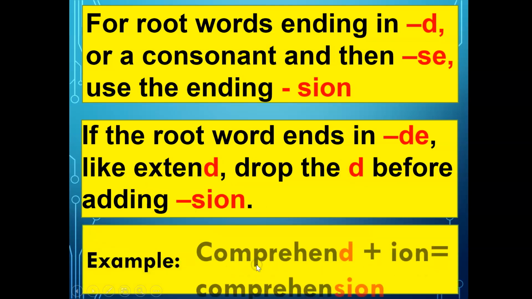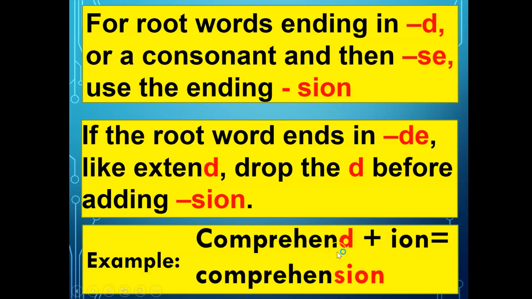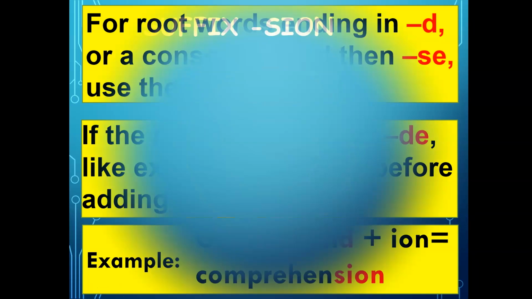For example, you can see here comprehend. Here it is ending with D. So what we have done here is added sion, and it becomes comprehension. You can see we have used sion. All right, did you understand looking at the example? Yes, that's how it goes.